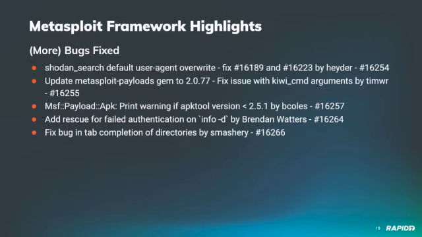We have a couple more bugs that were also fixed. The Shodan search default user agent was causing some issues that was being reported by community members, and that was fixed by community member Hader. In addition to that, Metasploit payloads was updated again, this time pulling in a fix for the Kiwi command arguments that Tim Wright submitted to us. We also had another APK tool related patch that was committed by B. Coles. And Brendan Waters also fixed a rescue for failed authentication in info-d that was occurring when the GitHub token that was specified was incorrect. And then community member Smashery fixed a bug in the tab completion of directories.